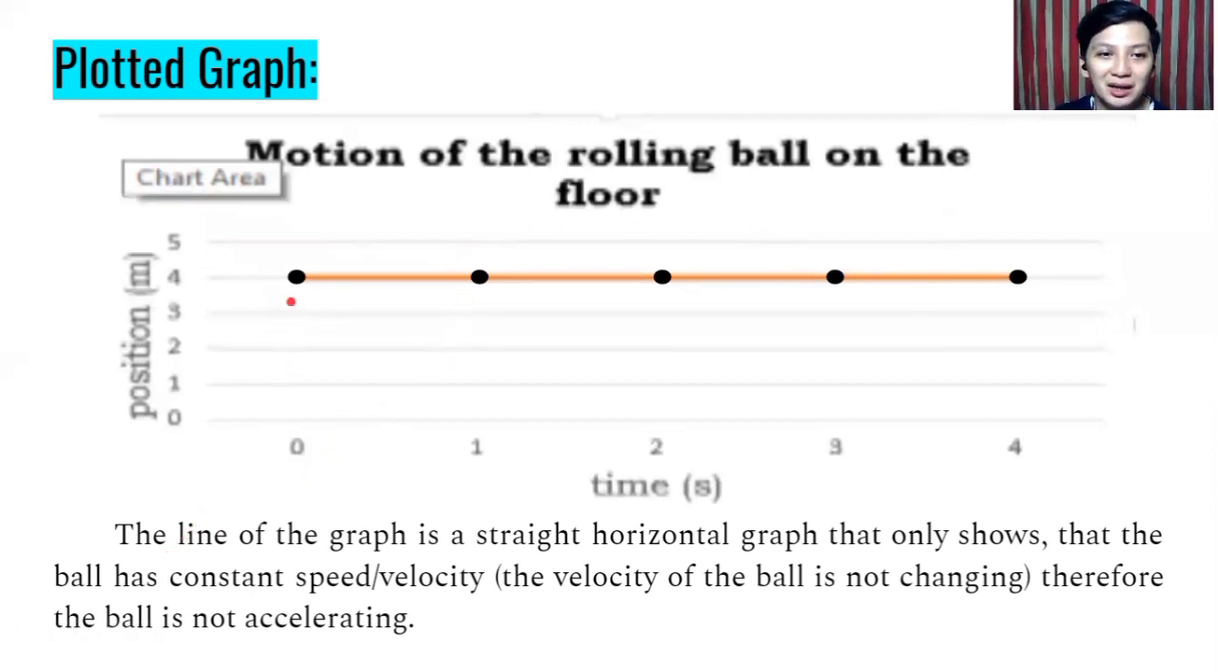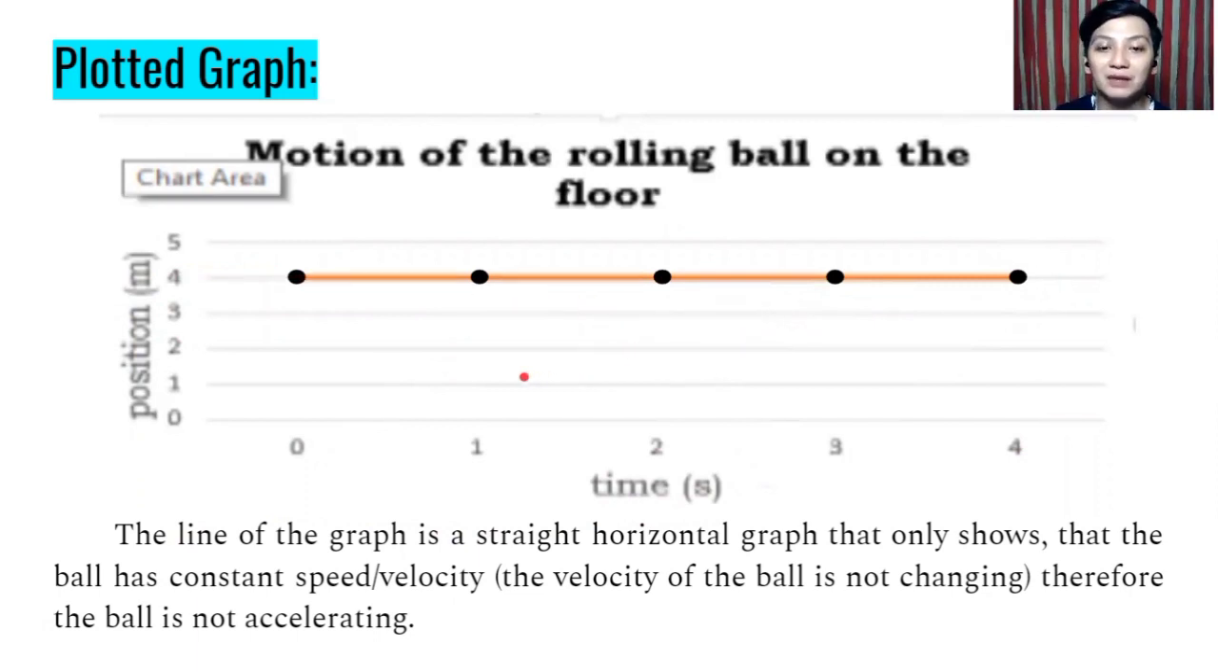Okay, so 0 seconds. Ito yung time natin nasa x-axis, and then yung position natin nasa y-axis. This is the independent variable, and this is the dependent variable. So 0 seconds, 4 meters pa rin. Then 2 seconds, 4 meters; 4 seconds, 4 meters pa rin. So we can say that 0, 2, 4, 6, it is plotted on the same position.